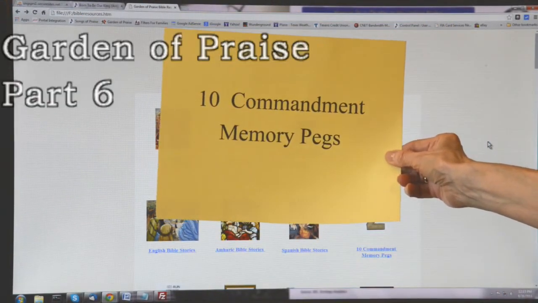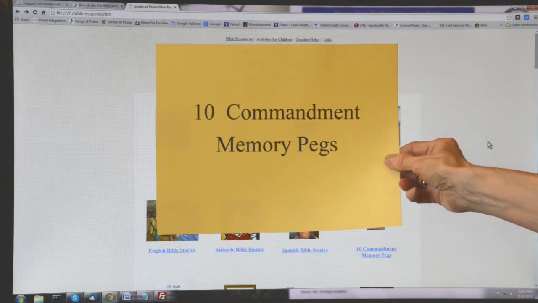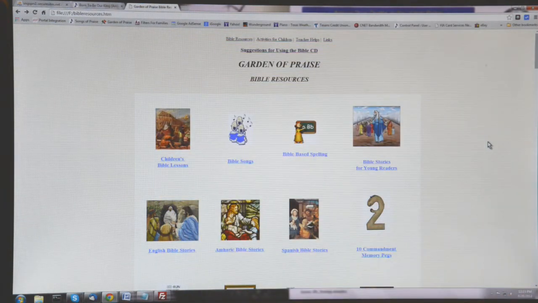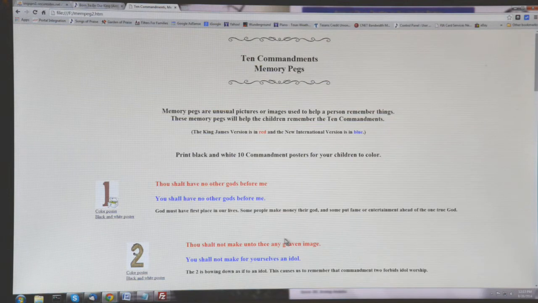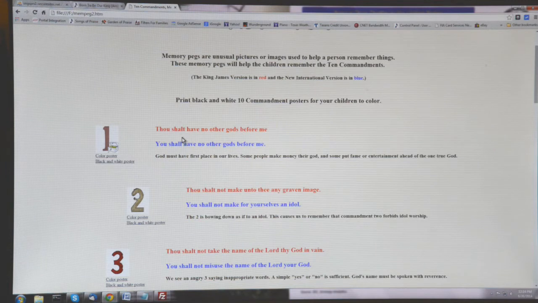This next segment is about the Ten Commandments, and there are memory pegs to help the children remember them. We can get to it from here by clicking on this link. Memory pegs are unusual pictures or images that help a person to remember things, and so these are to help the children remember the Ten Commandments. Now on this page, the commandments in red are from the King James Version, which many of us have memorized from that, and the blue then is from the NIV. So we go through the commandments, and you have a picture for each one.